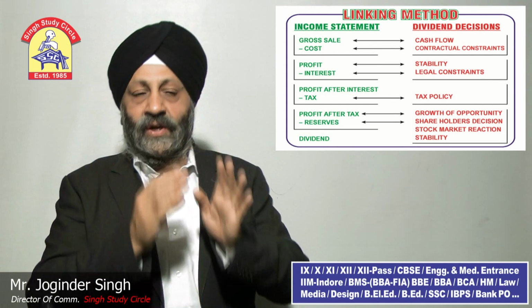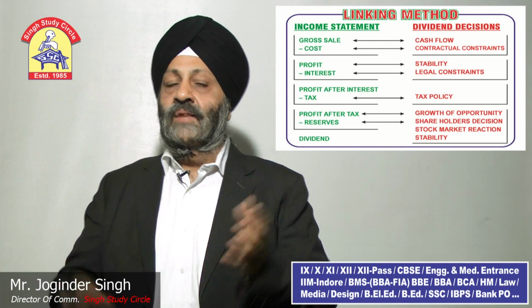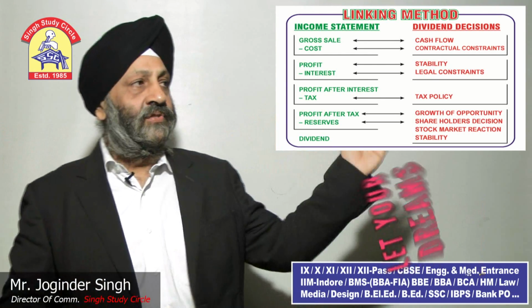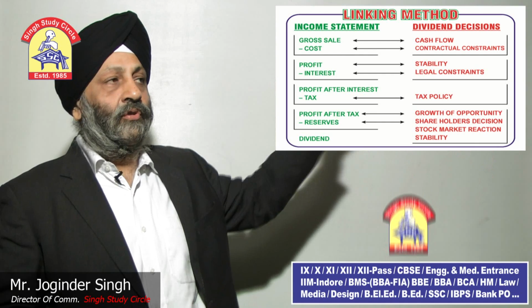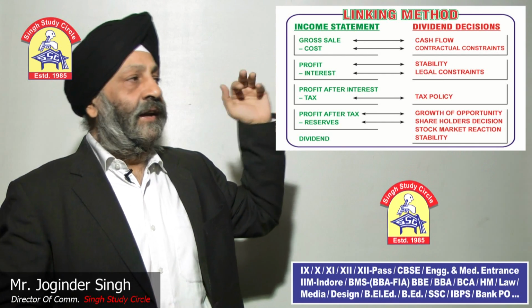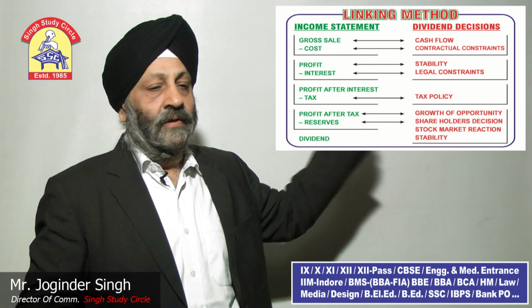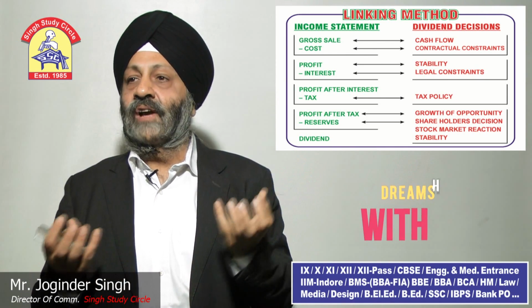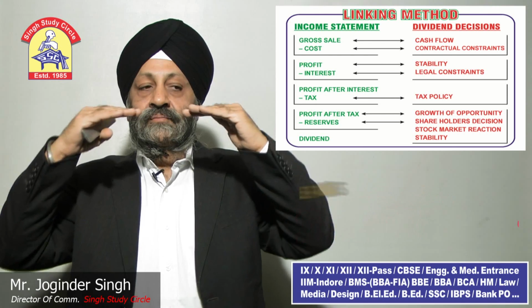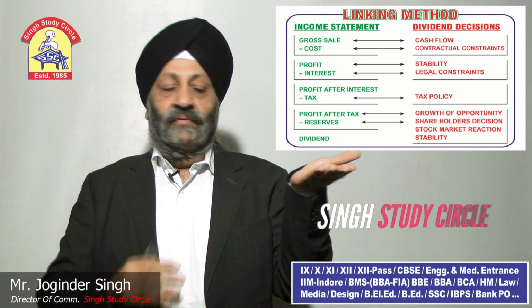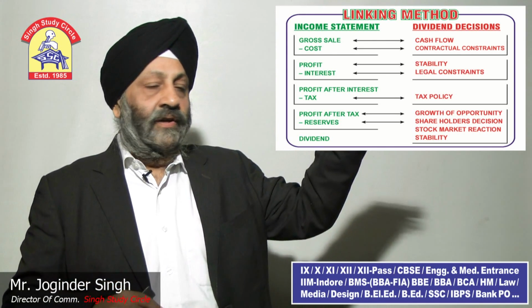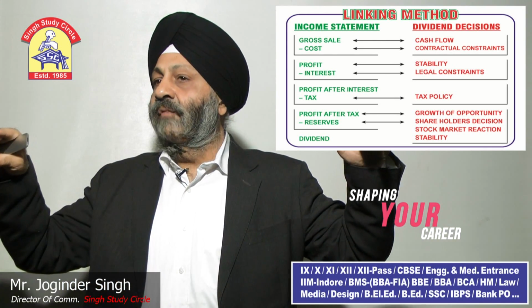So now these points should be related with the dividend decision. I have written sales, I have related it with the cash flow. You can see sale I have related to the cash flow. You have to explain the point on the left side. The right side is the linking method, the linking we are using. So for dividend decision, cash flow means sale; where does cash flow come from? Sales. So I have linked them. Then there is the word cost. With the cost I have written contractual constraints. Then there is profit. With the profit I related stability of profits.